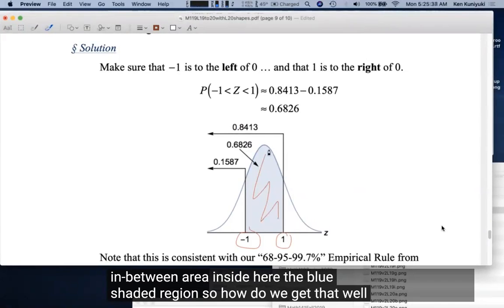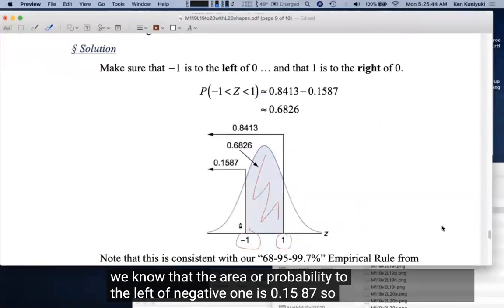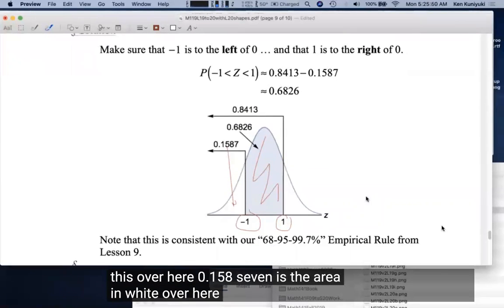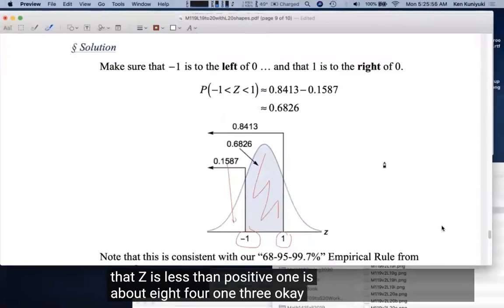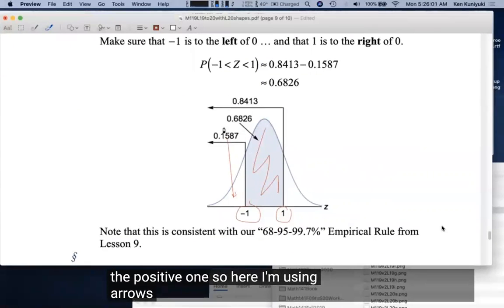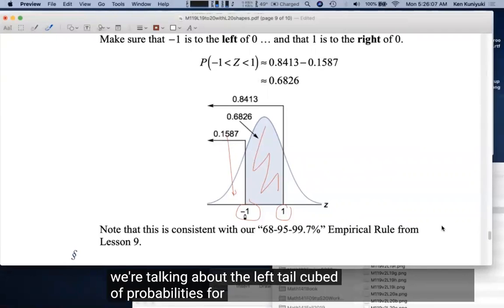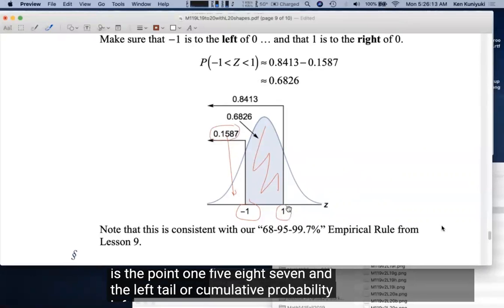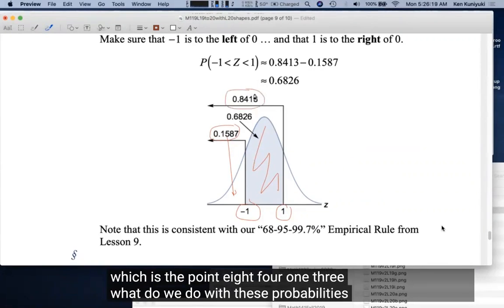So how do we get that? Well, we know that the area or probability to the left of -1 is 0.1587. So I'm indicating that that's basically this over here. 0.1587 is the area in white over here. Also, the probability that z is less than +1 is about 0.8413. That's the area or probability to the left of the +1. Here, I'm using arrows instead of shading because I think the arrows are a lot clearer. So we're talking about the left tail cumulative probabilities for -1, which is the 0.1587, and for +1, which is the 0.8413. What do we do with these probabilities or areas?